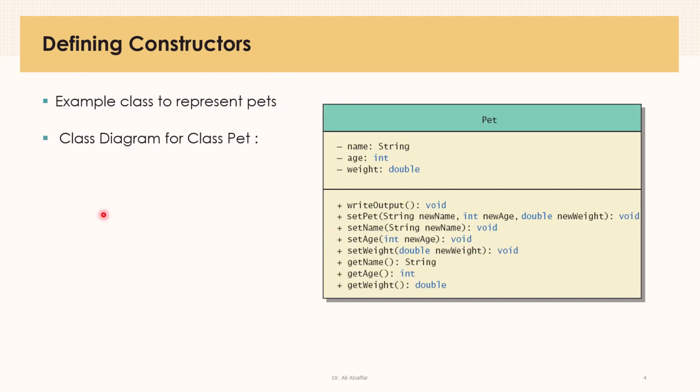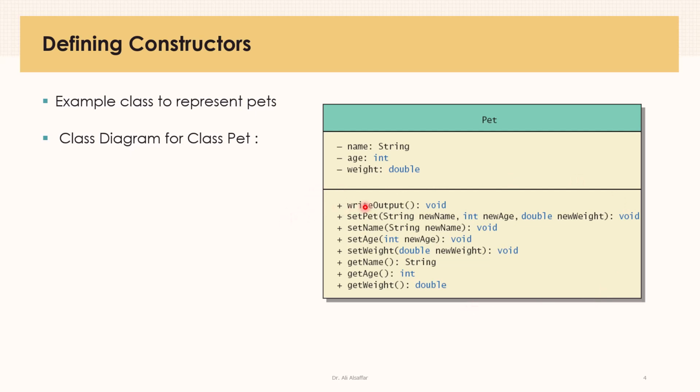For our example on defining more than one constructor, we will define a class called Pet, and it will represent pets. So this is the class diagram, UML. As you see, it consists of three instance variables. The first one is the name of the pet, which is a string. The second is the age of the pet, and the third is the weight of the pet, which is a double. These are the methods that are defined inside Pet.